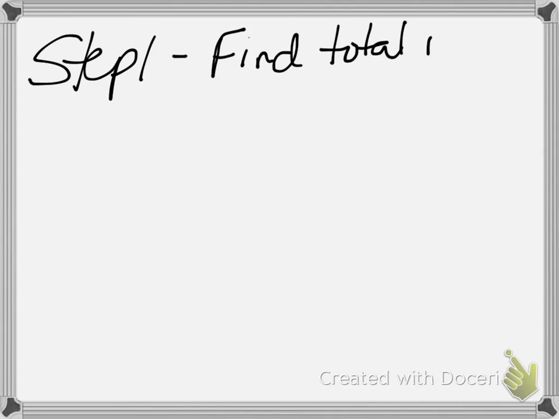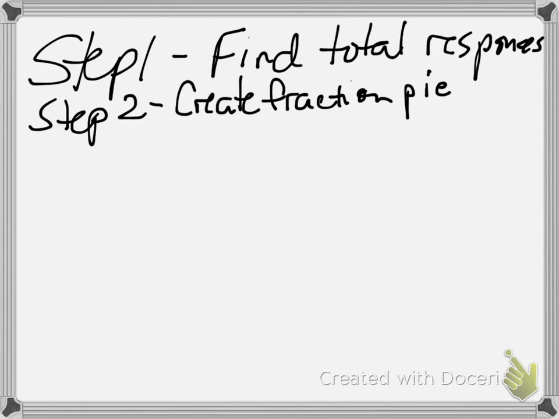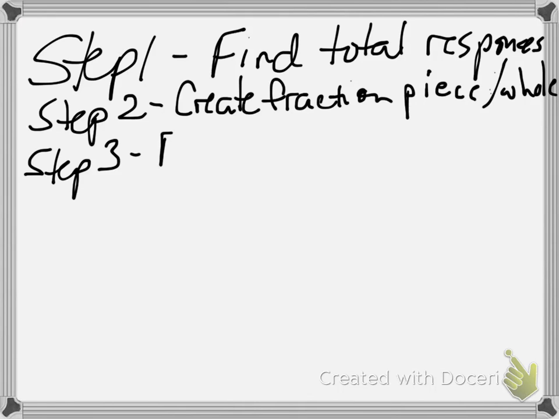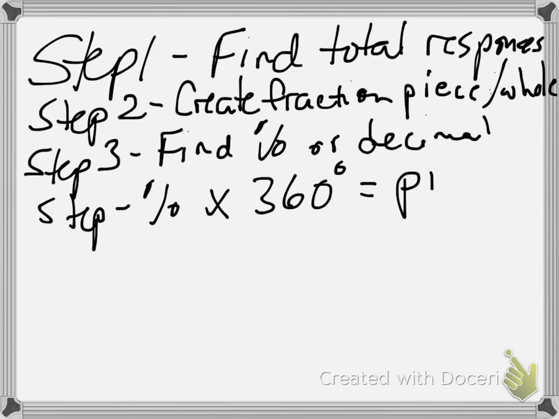So I'll just write out some steps here real quick. Step 1 is that you want to find the total. Find the total responses. And then step 2 is you're going to create fractions, which is pieces out of the whole. So the whole responses. And then step 3 is you're going to find percentages, or decimals, because you're going to use the decimals when you actually do your calculations. And then step 4 is you're going to take your percentage and multiply it by 360 degrees, which is going to equal the pie piece size.